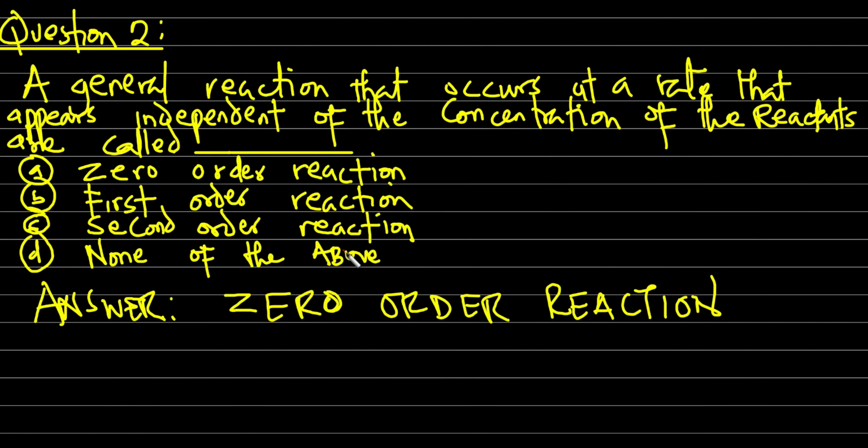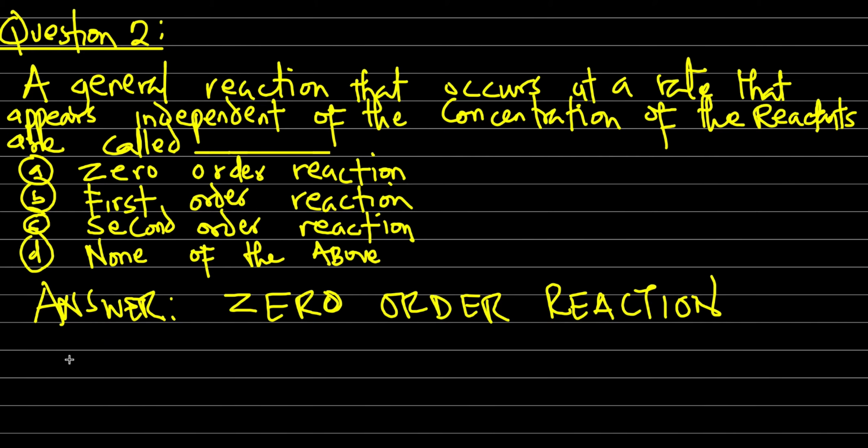Okay, now let's look at this next question here. They said a general reaction that appears independent of the concentration of the reactant is called dash. The answer is zero order reaction. Now what are they trying to say here?